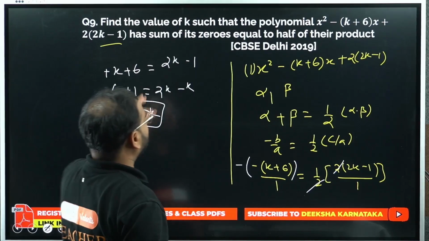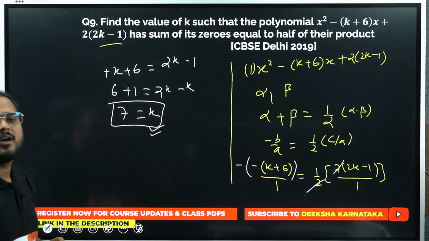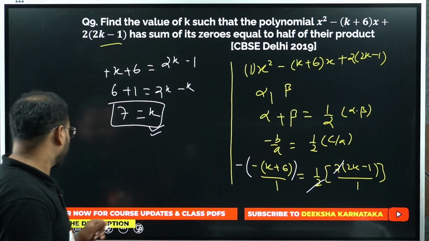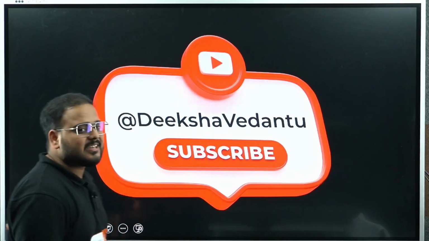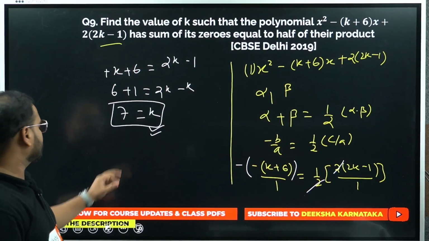That is what they're asking: find the value of k such that. So yes, this is your answer. This is your final answer. Okay, so good, great. So this is it. I hope this is visible. Please have a look. Yes, the answer is k equal to 7.